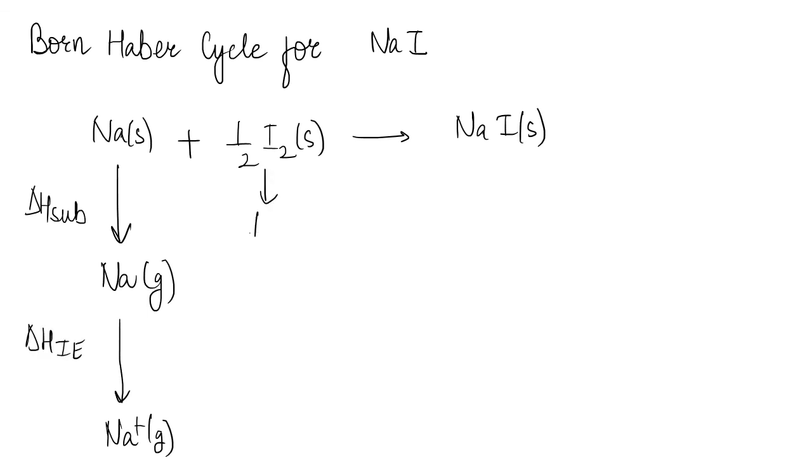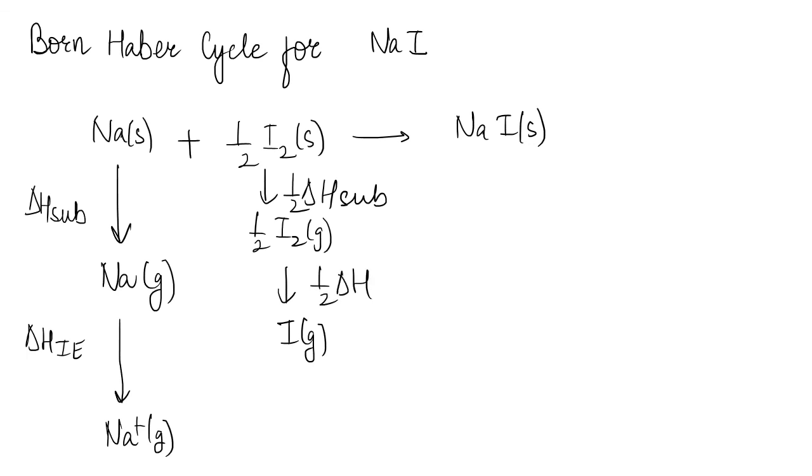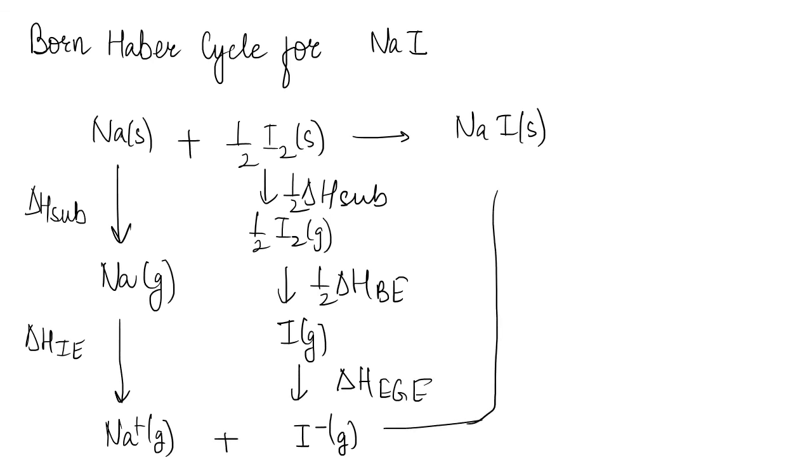In this case, iodine can be converted into I2 gas. This is half of the enthalpy of sublimation. Okay, and then this can be converted into I gas, half of the bond energy, and this will be converted into I minus gas. This is electron gain enthalpy. Now this and this combine to form NaI. This is called lattice energy. And what is this? Enthalpy of formation.